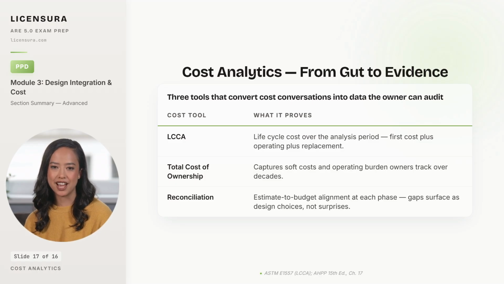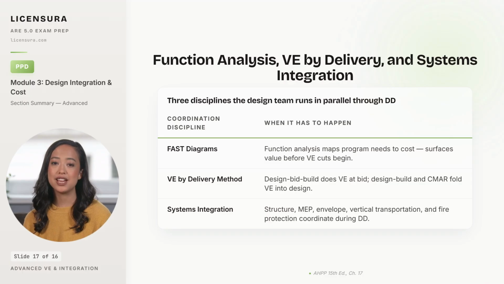Function analysis and systems integration form the second cluster, the disciplines that protect intent and coordinate output across the design team. 3 disciplines run in parallel through DD and into the CD phase. FAST diagrams, function analysis system technique, map the building's program needs to cost, surfacing where value lives before value engineering can start cutting blindly, so the team can answer the question of which functions the budget cuts can come from without erasing what the project actually needs to deliver.